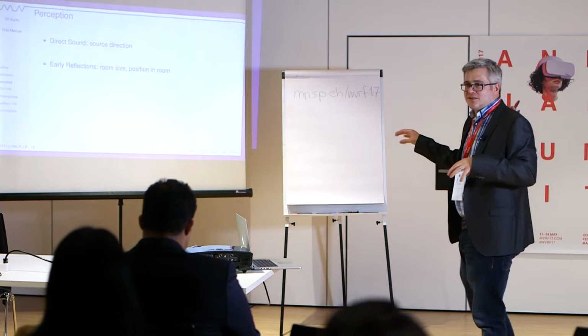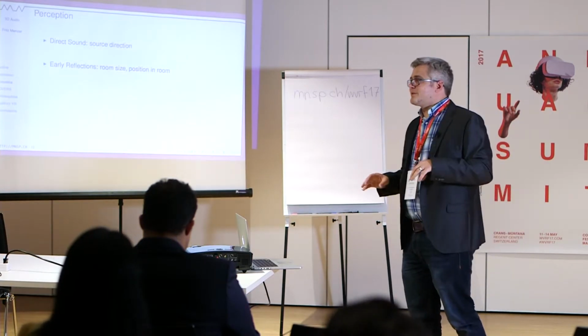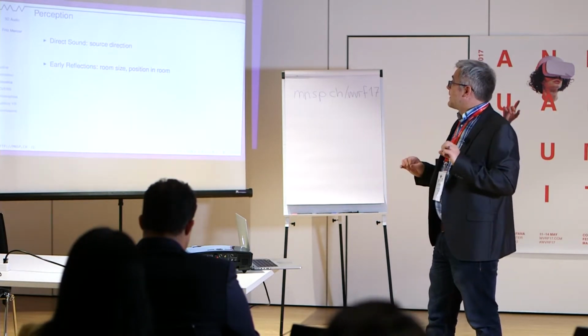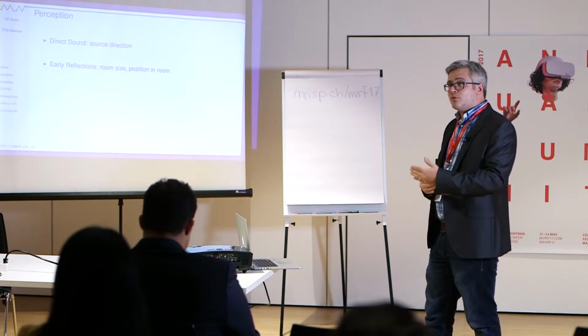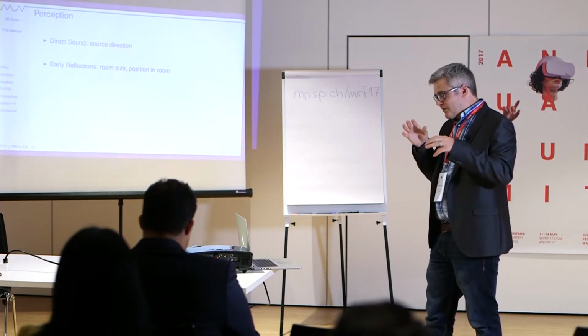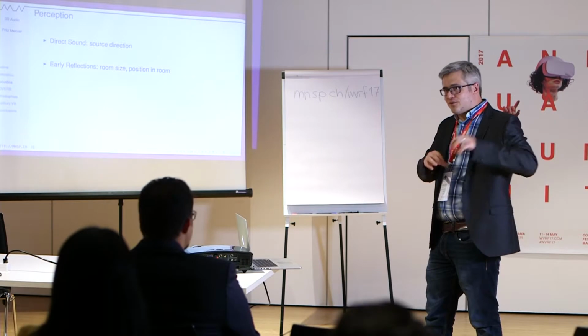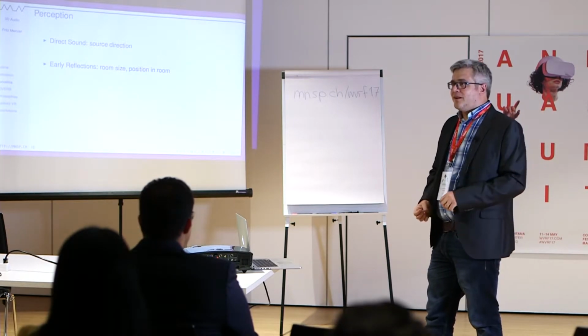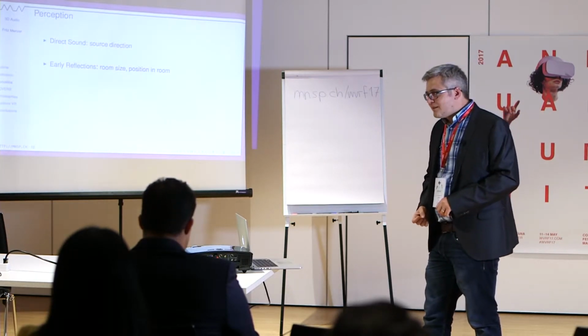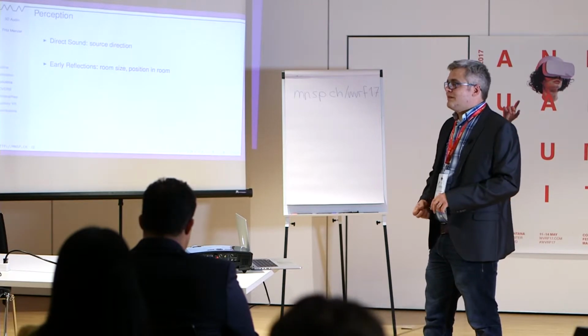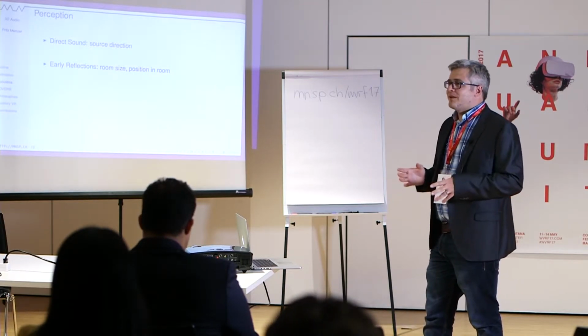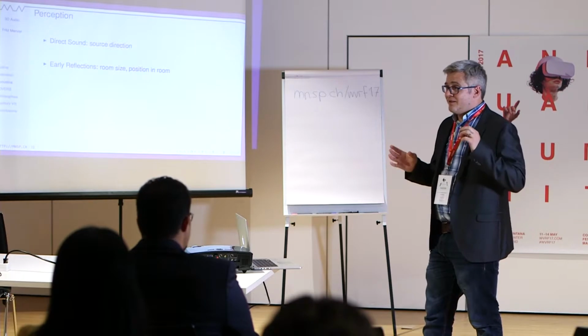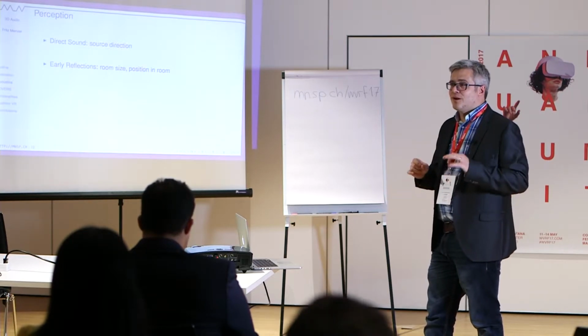These early reflections that you have seen in the binaural room impulse response give you information about the room size and also about your position in the room and the source's position in the room. Even though, except for some people that are really good at this, like blind people that know how to do some kind of echolocation, normally you don't consciously perceive the position. But the information is there.